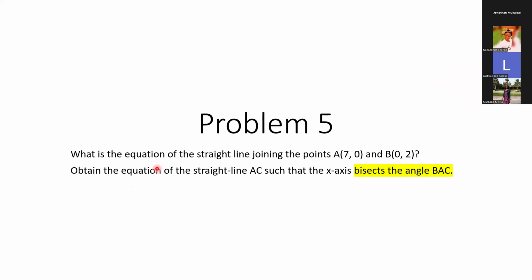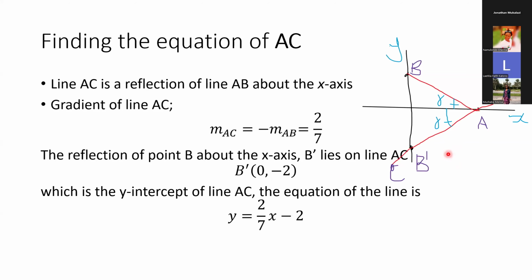Okay. Here the question says that the x-axis bisects the angle BAC. So look at this diagram. This is B, this is A, and this is C. So I've drawn some random line AB, and then some line AC. So A is a common point. And they told us that the x-axis is bisecting this angle, so this angle is equal to this angle.